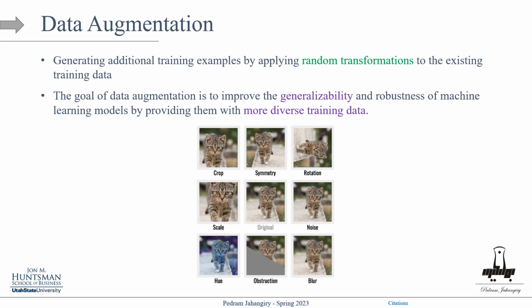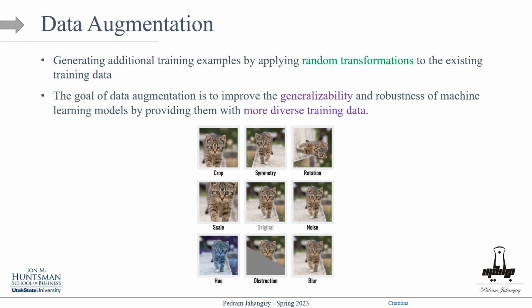All right, so the last regularization technique that I cover here is data augmentation. As we talked about already, this is nothing but generating some additional data, right? We're going to do that by applying random transformations to the existing training data. And as I said, we usually apply data augmentation to unstructured data like images. The goal is to improve generalizability and robustness of the machine learning or deep learning model by giving it more information, more data, a more diverse version of the train set, right?